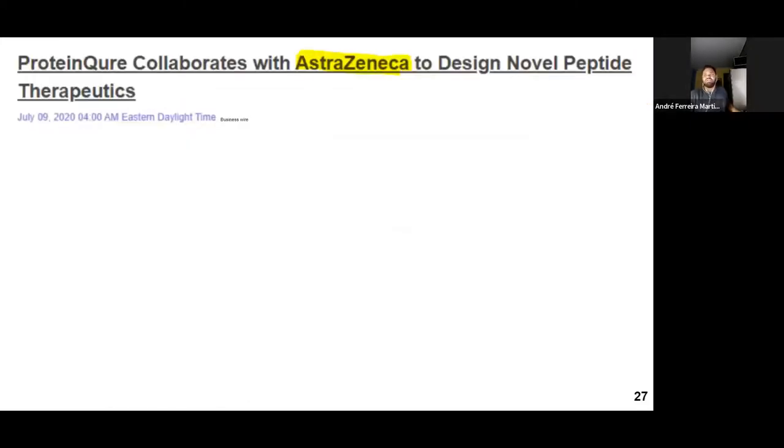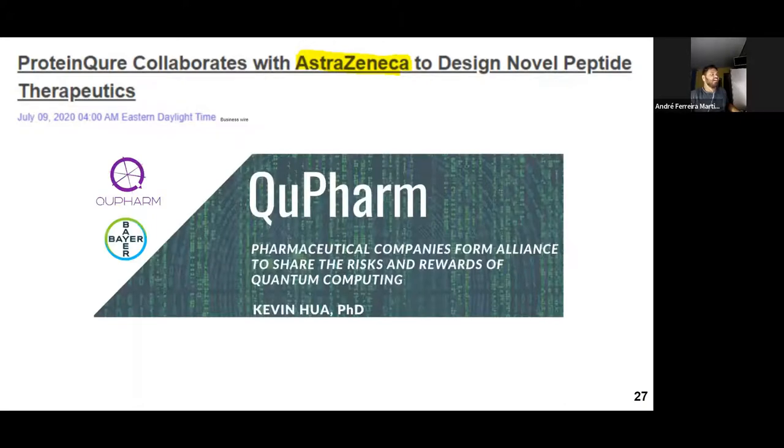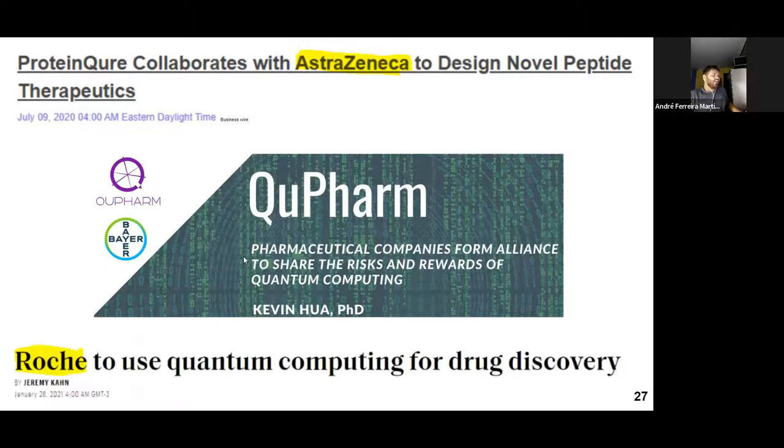So here you can see very important and big companies like AstraZeneca. Here, a group of big pharmas are involved in the so-called Q Pharma Alliance for employing quantum computing, which is led by Bayer. And Roche is also reportedly working on quantum computing. That's only to say that it's out there. Although we are in the early stages, there are some very, very large companies interested in quantum computing, given all of its potential to dramatically change the way that we do drug design and to actually impact the life sciences.